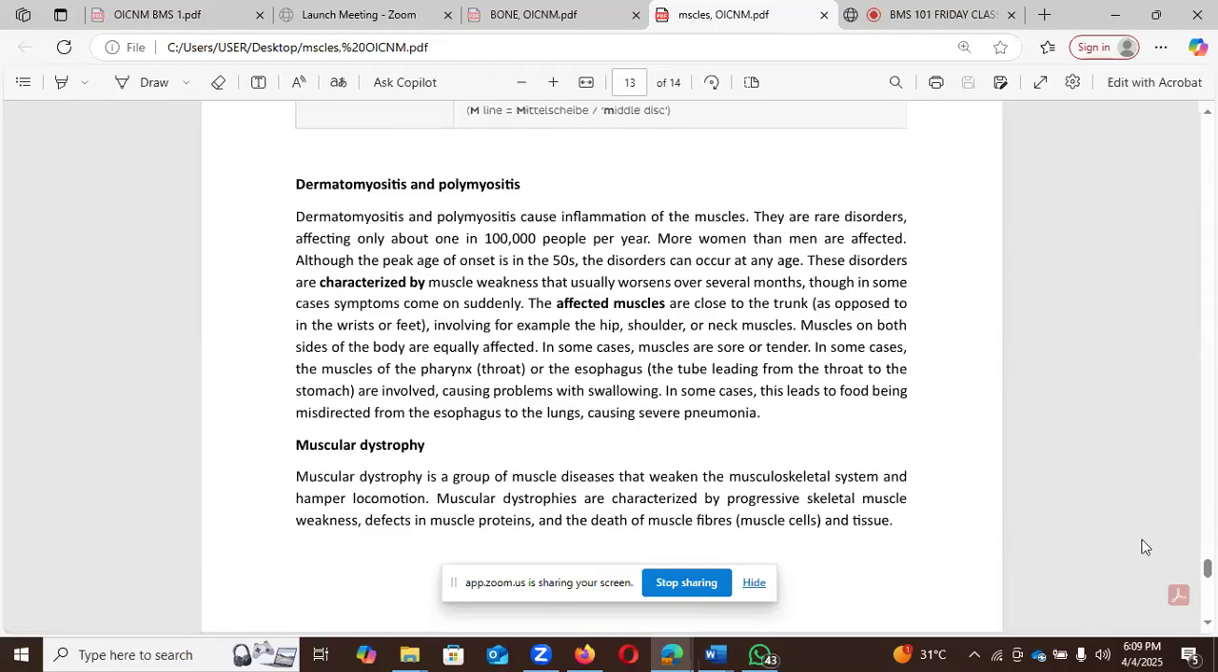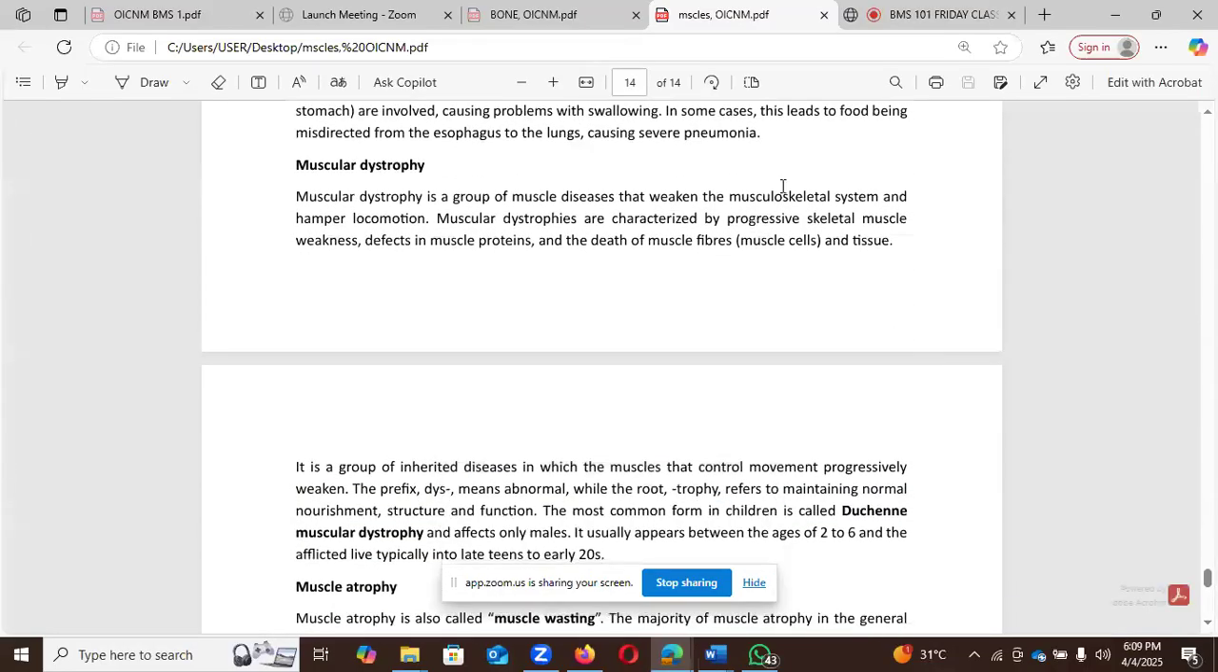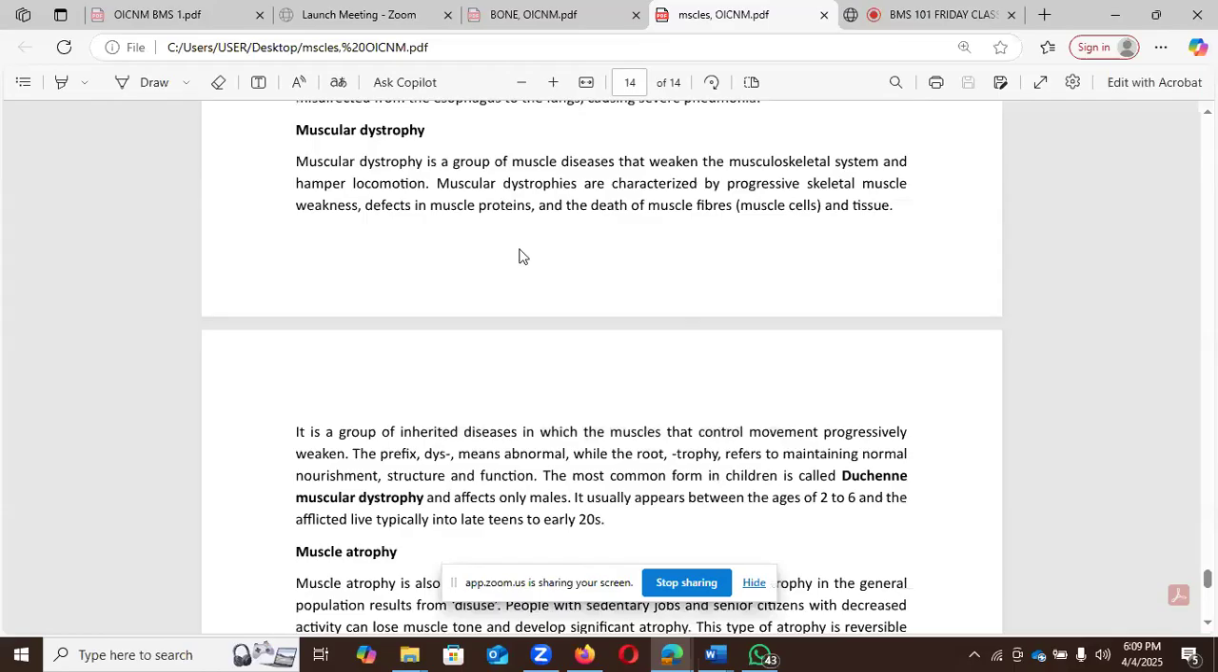Another one is muscle dystrophy. Muscle dystrophy is a disease of the muscle that causes weakness of the musculoskeletal system. It affects movement. It is characterized majorly by lack of muscle proteins. And what are the muscle proteins? The calmodulin and the troponin. The troponin and the calmodulin are the muscle proteins. So it can cause weakness and death of the muscle.